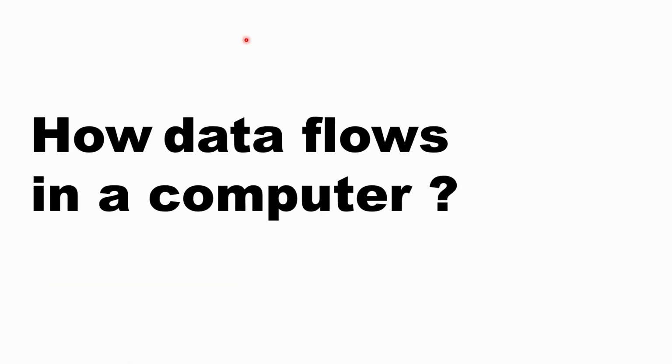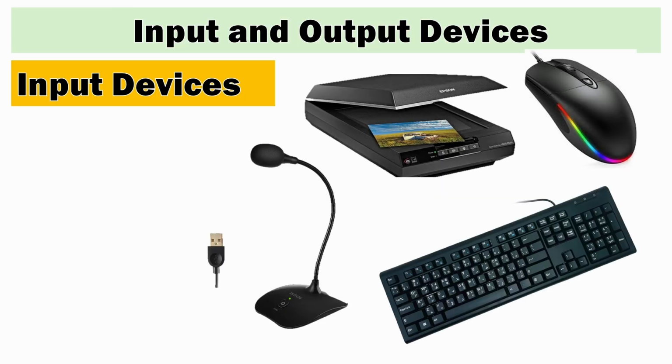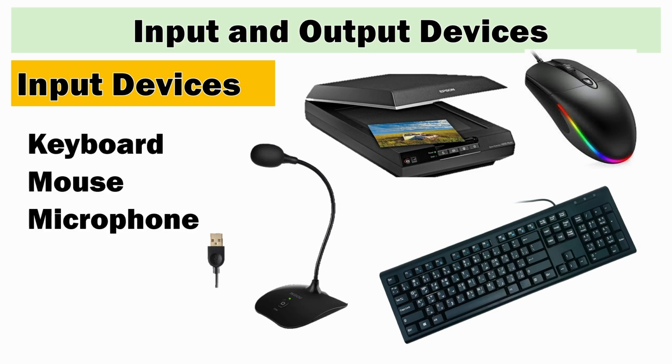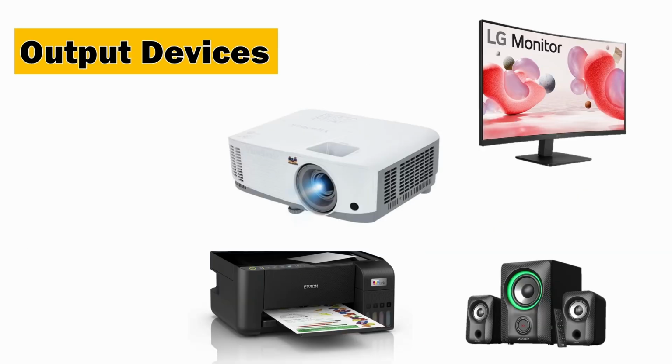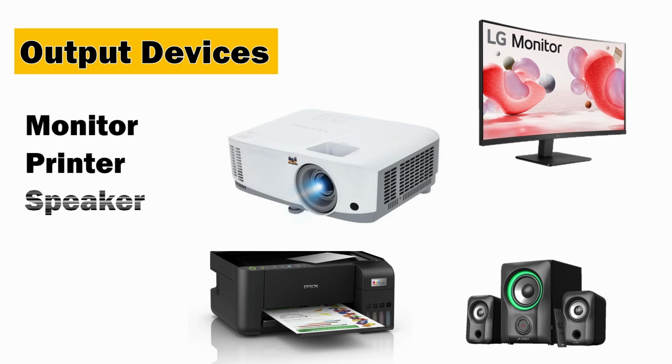Okay, now let's have this question. How does data flow in a computer? Can you explain how data flows in a computer from input to output? Okay, so let's quickly go over some input and output devices. Input devices are things you use to give the computer a command. Example, we have the keyboard, the mouse, the microphone, and scanner. Output devices give you the result. Example, we have monitor, printer, speaker, and projector.